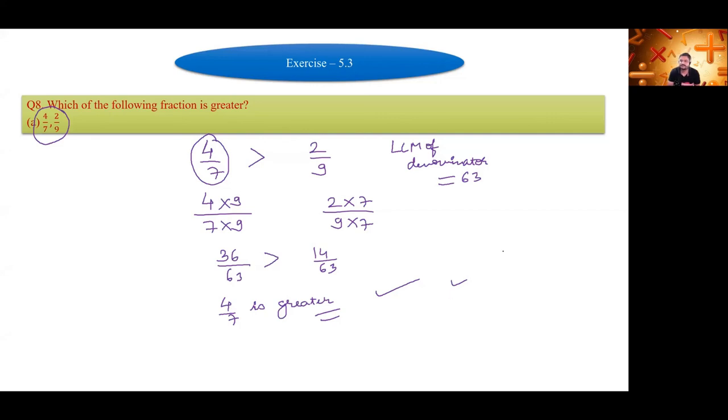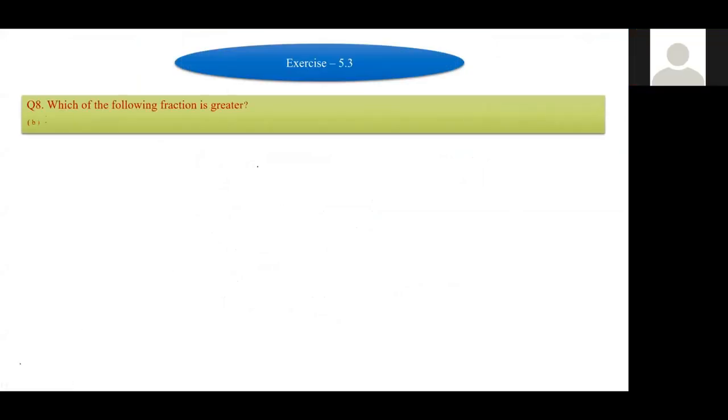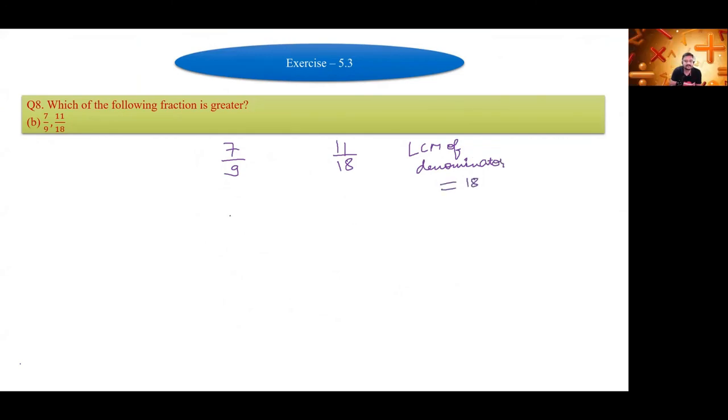Okay, mute yourself. Yes, Riddhi Siddhi. Next one. Yes, sir. Which of the following fractions is greater? 7 by 9, 11 by 18. Sir, first of all, we will convert them. We will find their LCM. Okay, what is the LCM? Sir, in 3's table, we will solve it. 3 threes are 9. Wait.